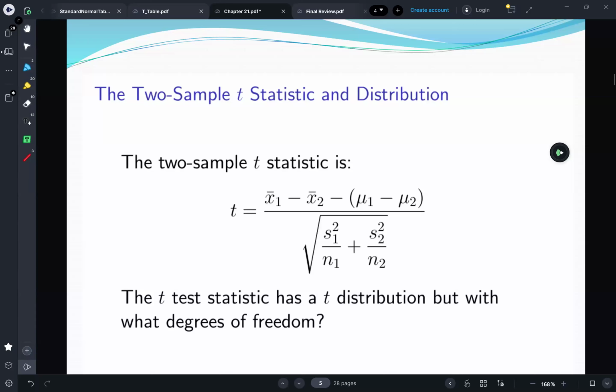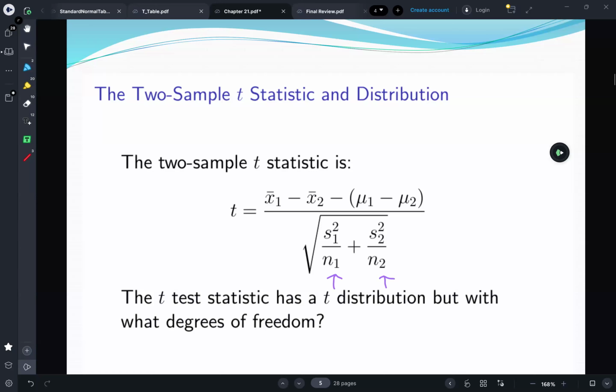And we even have subscripts for the sample sizes because they might be different. You might have, say, 20 observations from population 1 and 21 observations from population 2. Sometimes they don't have to be exactly the same, so they can be different.